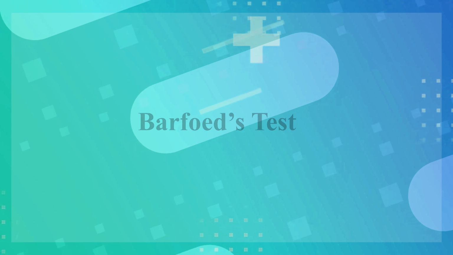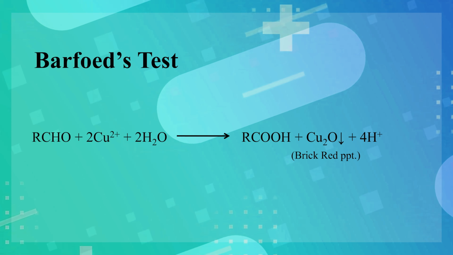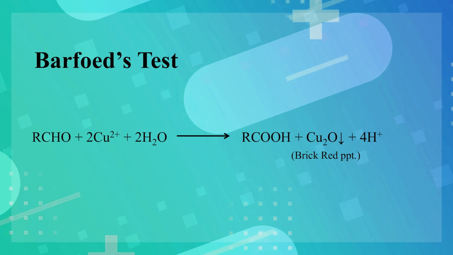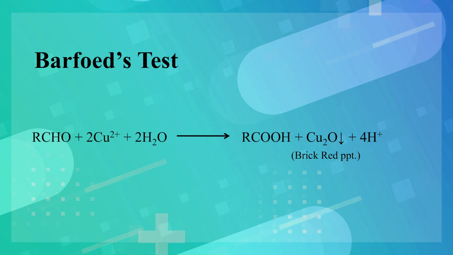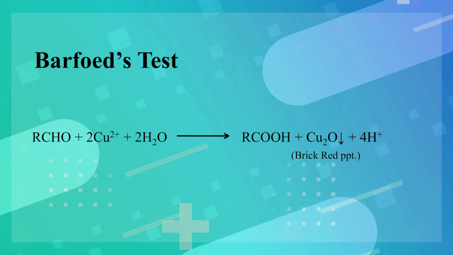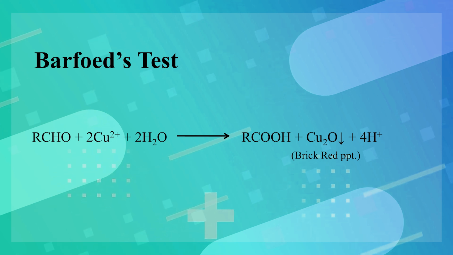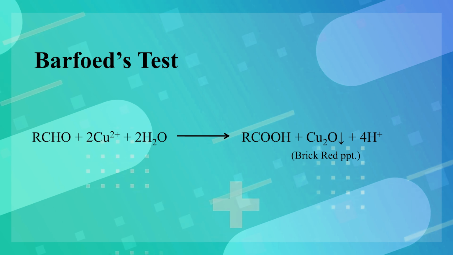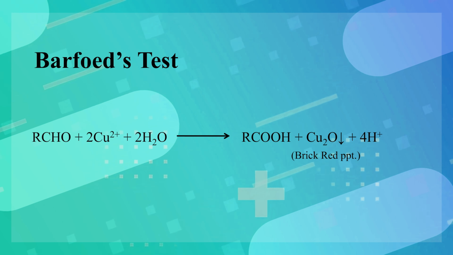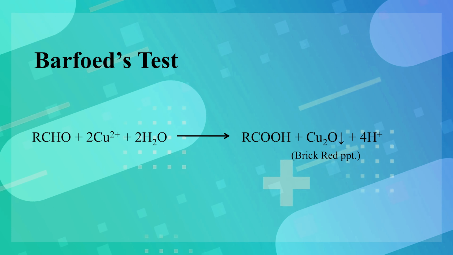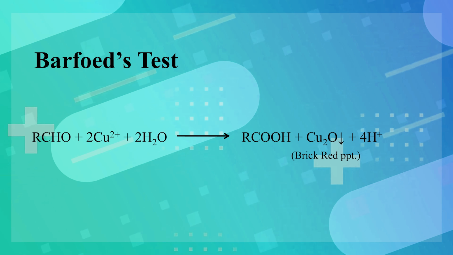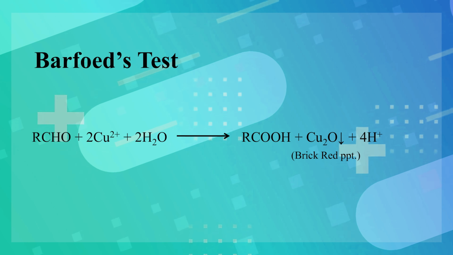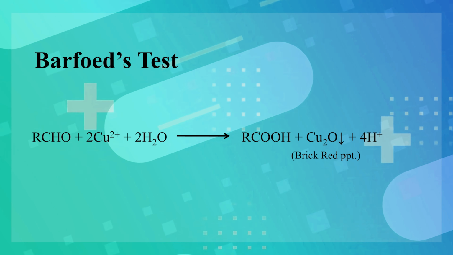Next is Barfoed's test. Barfoed's test was developed by Danish chemist Christian Thomsen Barfoed. Here, the monosaccharides present in the test solution will react with cupric ions and the cupric ions will be reduced to cuprous ion, which will give a brick red color precipitate, and this brick red precipitate will indicate the presence of monosaccharides in it.